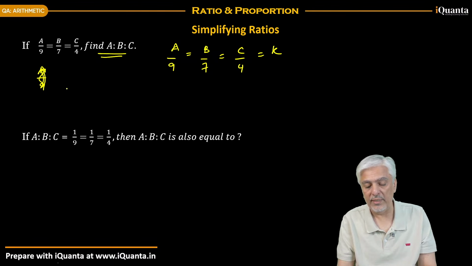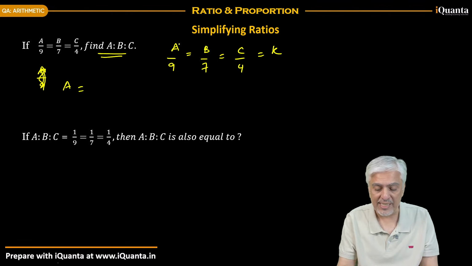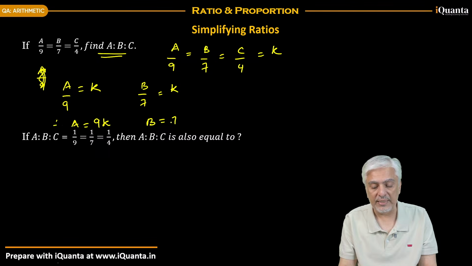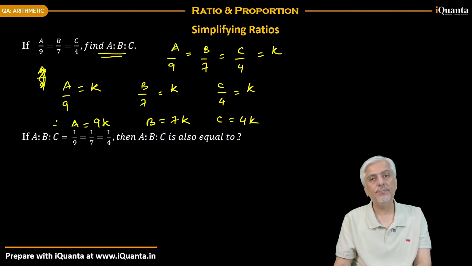Then what will I get over here? A is equal to, just look at one at a time. A upon 9 is k. Therefore, A is 9k. B upon 7 is equal to k. Therefore, B is equal to 7k. C upon 4 is equal to k. So C is equal to 4k.